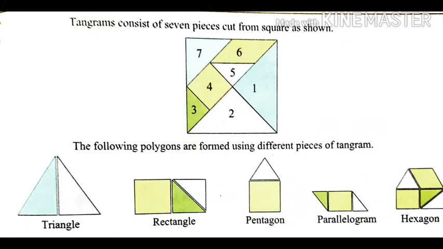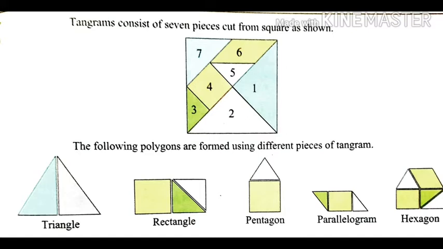If you see this figure, this is a 10-gram figure, which consists of 7 pieces cut from a square. A number is marked on each piece: 1, 2, 3, 4, 5, 6, 7. If you arrange the pieces in different ways, you will get a triangle, rectangle, pentagon, parallelogram, hexagon, and you can draw more polygons using these pieces of 10 grams.